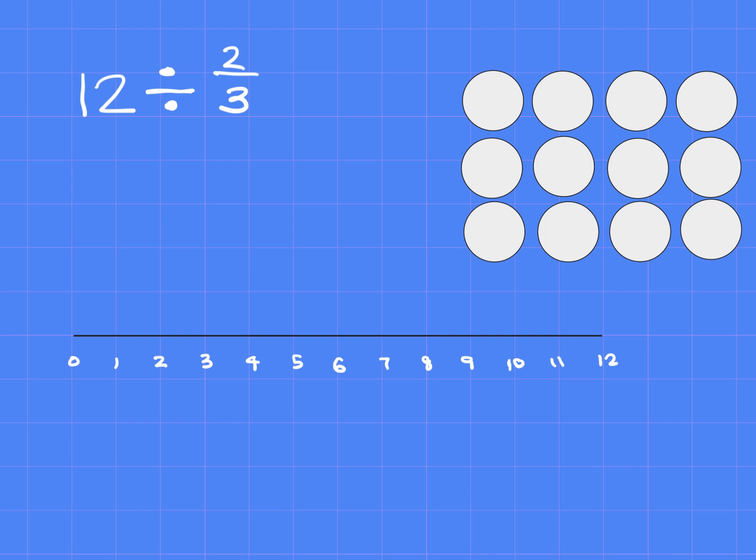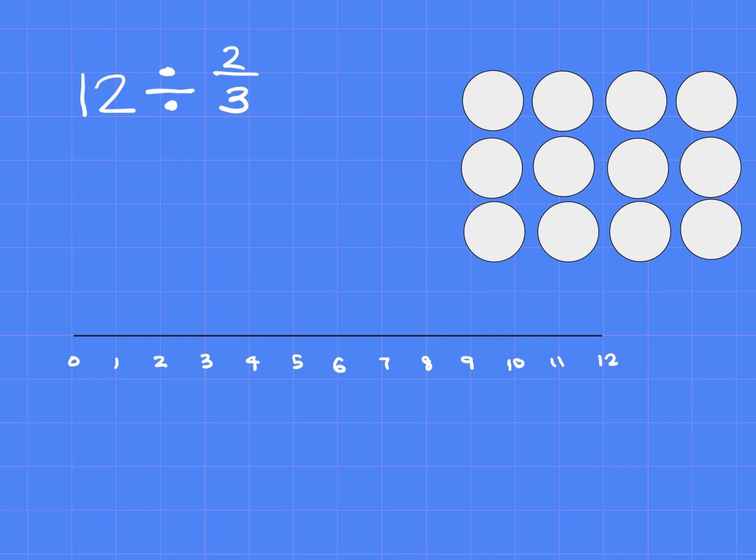So the quantity that we have here, and for this particular video, we're just starting with whole numbers dividing by fractions. We have a quantity of 12, and we are going to be breaking, which is dividing it into 2/3 or groups of 2/3. And what we're really wanting to look at and answer the question is, how many 2/3 are there in 12 wholes? That's really what we're trying to answer.